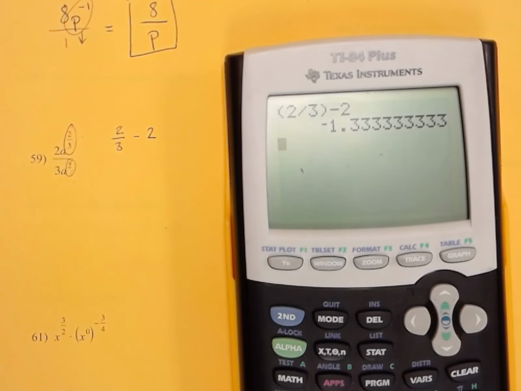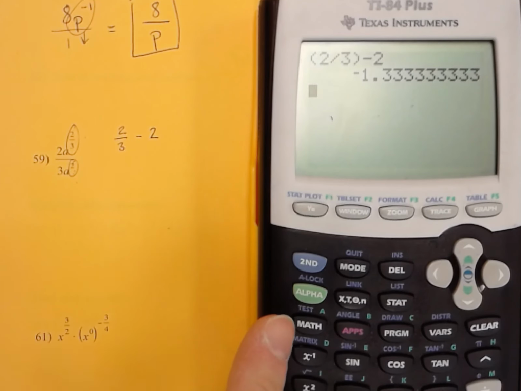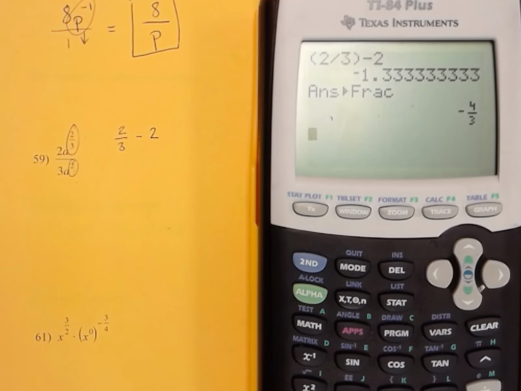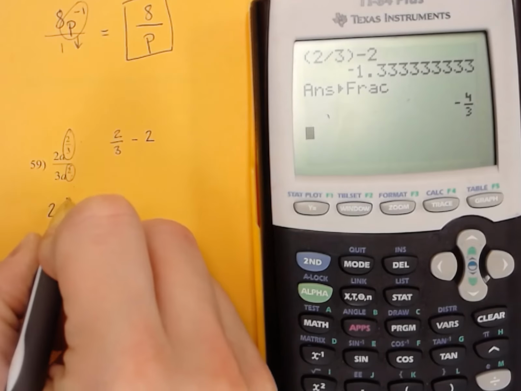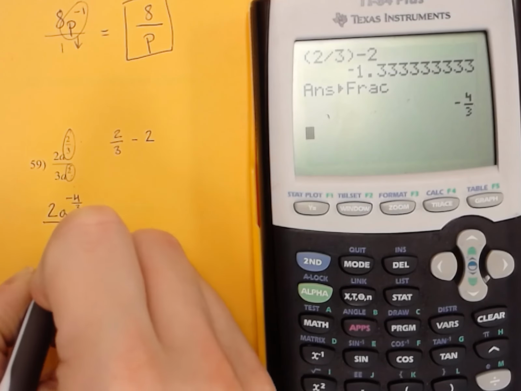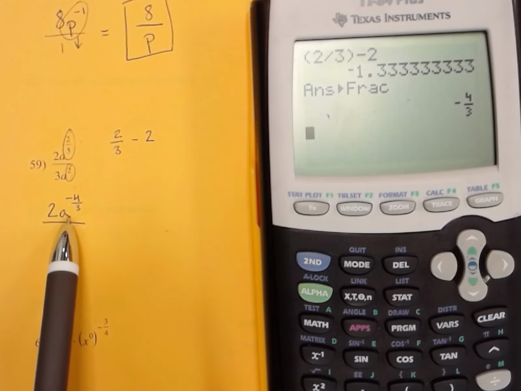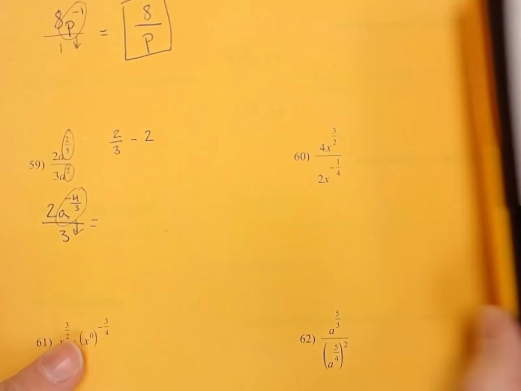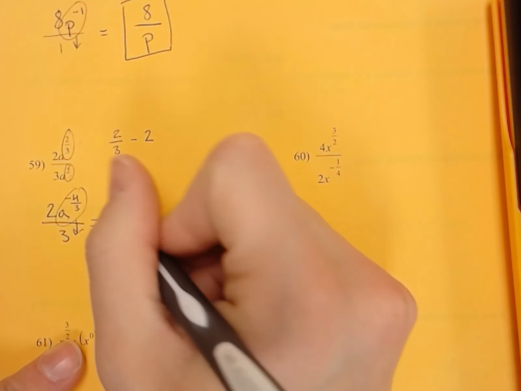But our answer was given in fractions, so we want to keep it as fractions. So if I hit this math button, which is right under the alphabet, hit math, frac means fraction, and I have a -4/3. So this gives us 2a to the -4/3 over 3. Anytime you do this subtraction method, the default position of your variable is going to be on top in the numerator. We don't like negatives, so it becomes 2 over 3a to the 4/3.